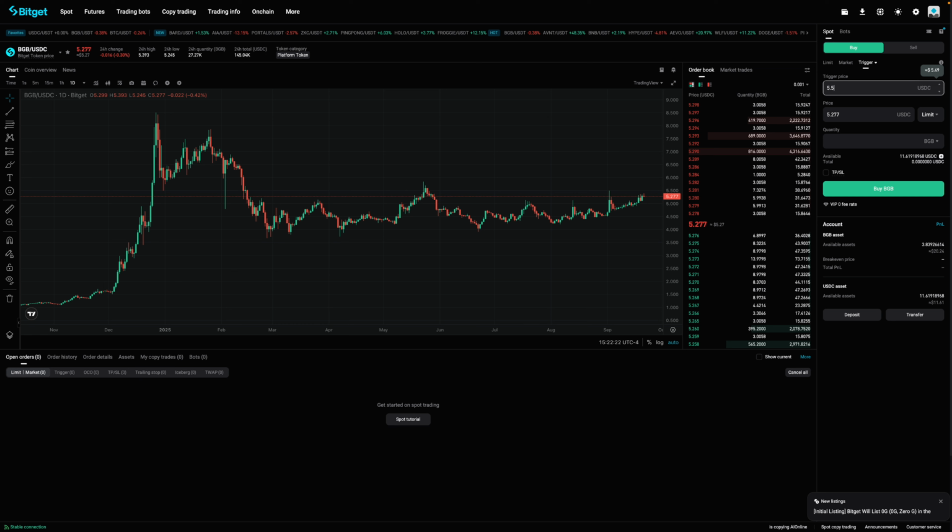Now the next thing I would need to do is to select either limit or market. Limit means that you want to put in a limit order at a specific price once the trigger price has been hit. In this particular case, you wouldn't really want to put in a limit order, because if you're planning on buying a breakout, you would want a market order. So you want to put in a market order because you'll be buying at the market price once the order triggers, which would be roughly $5.50 or 5.5 USDC. So I would then click on market.